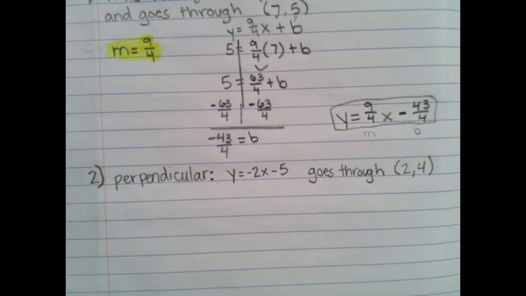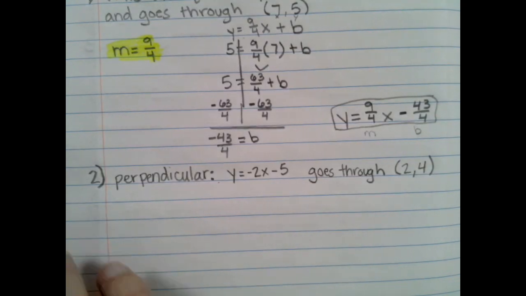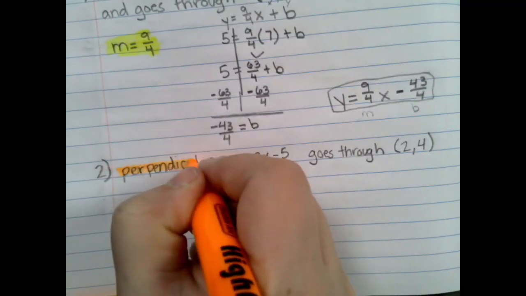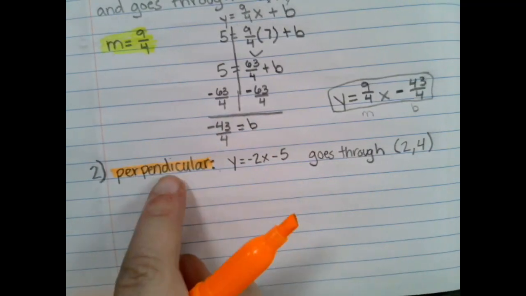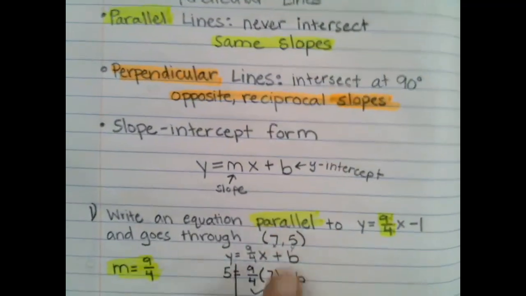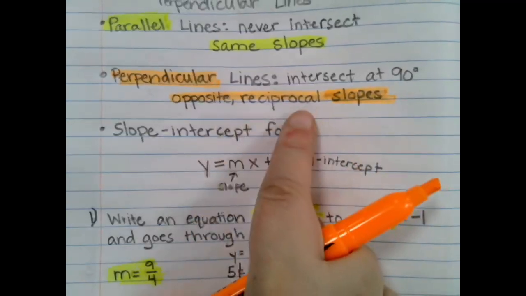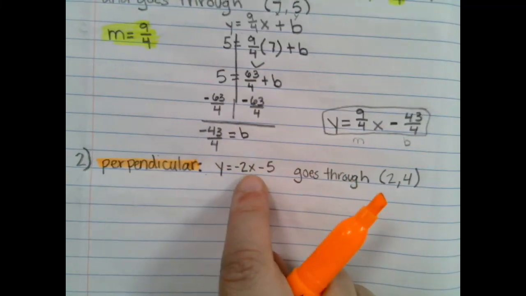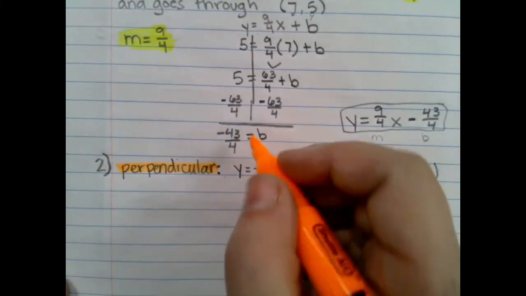All right, so the first thing that we're always going to do on these problems is figure out our slope. So as I take a look at our slope, we're doing perpendicular now. So I'm going to switch colors, whatever color you use for perpendicular. Okay, perpendicular is no longer the same. Perpendicular has to be opposite reciprocal. So we're going to break that down. What is my current slope of this line? What is my current m? Negative 2.